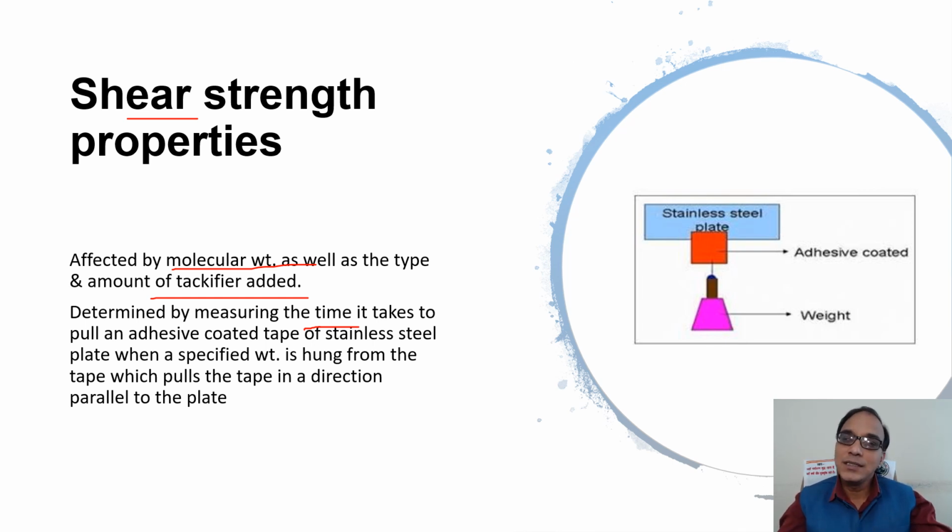As you can see, an adhesive coated tape is there, and on this stainless steel plate it is hung, and a weight is fixed here. So you will note down the time it takes to pull, how much time it can withstand. So shear strength properties can be determined by this simple test. The design may be different, but the aim is to assess the strength of the film.